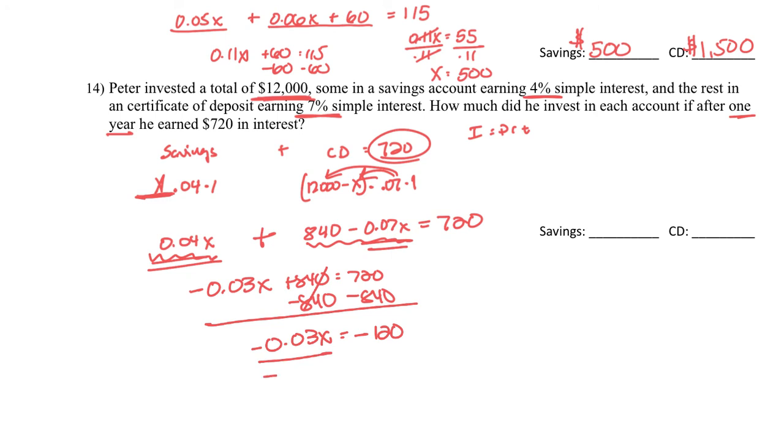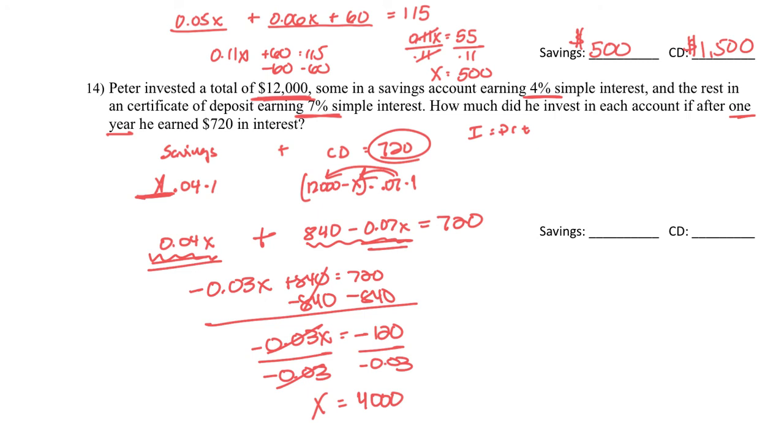And then we're just going to divide by negative 0.03 on this side, divide by negative 0.03 on this side. Here they just cancel out because they're inverses, and we get x. Over here, negative 120 divided by negative 0.03 comes out to be $4,000.